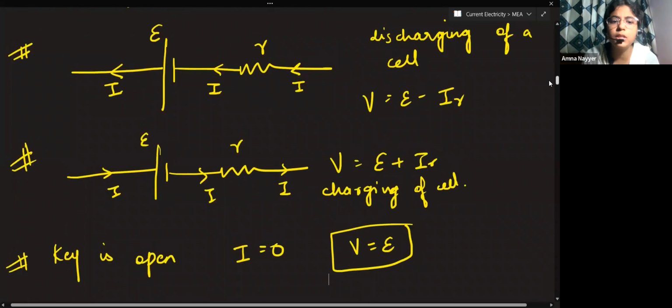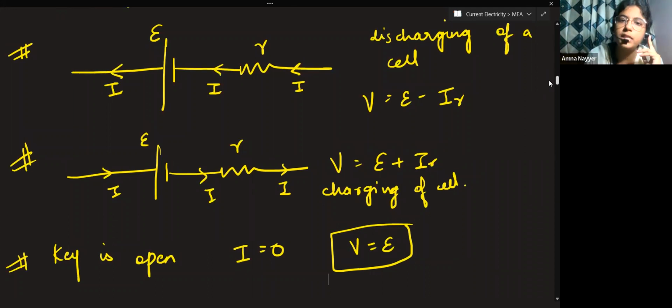Then we'll begin with a new topic, combination of resistances. Resistor and capacitor combinations we have already done. We'll repeat it for resistors. So just note down these 3 points.